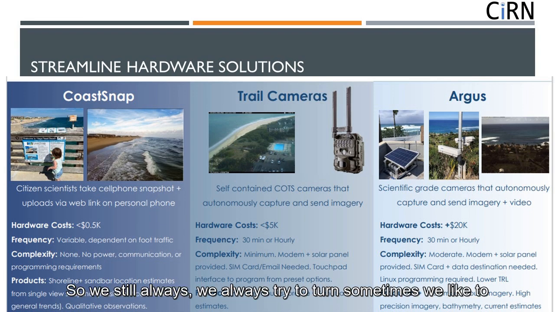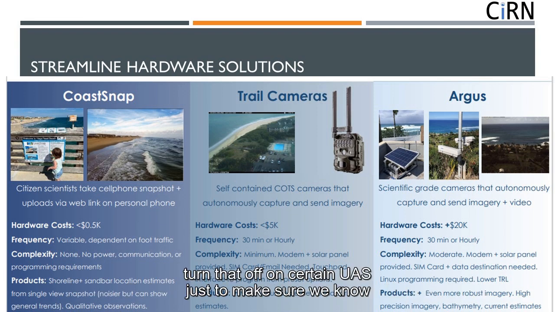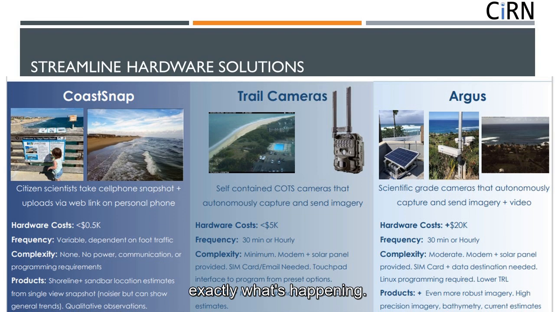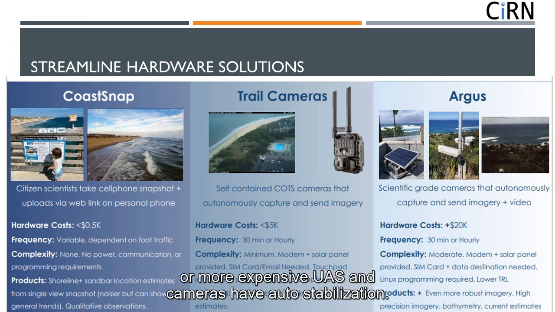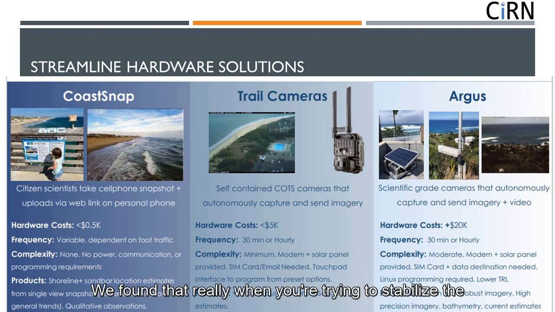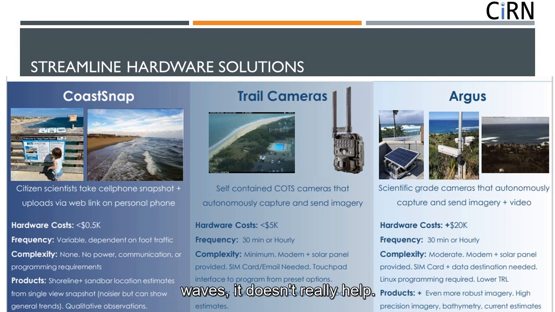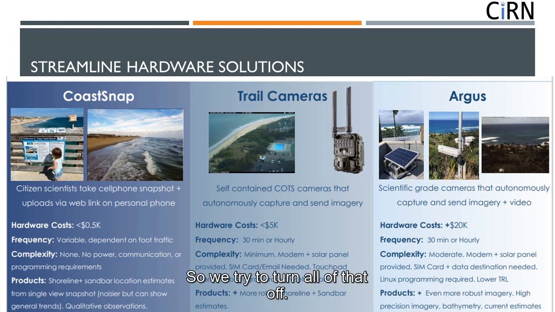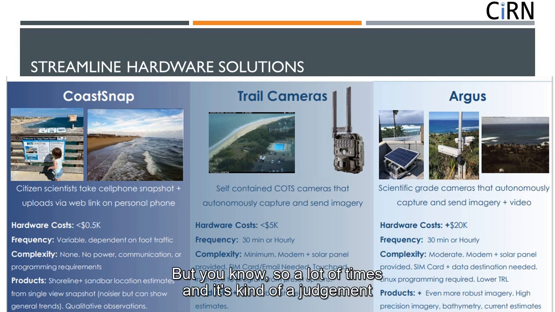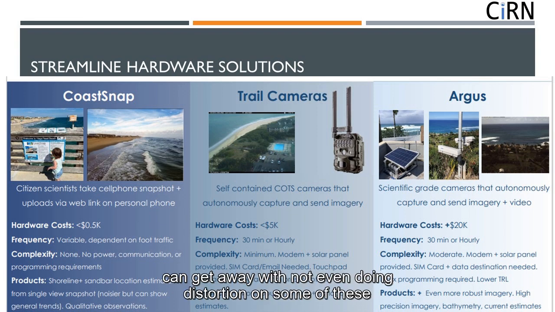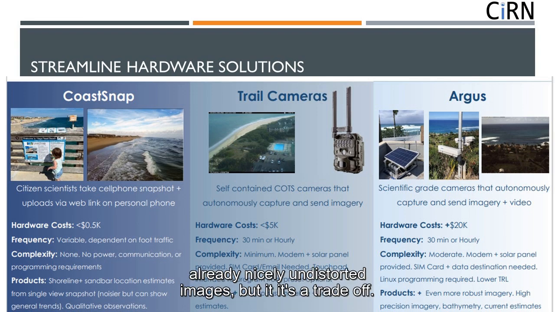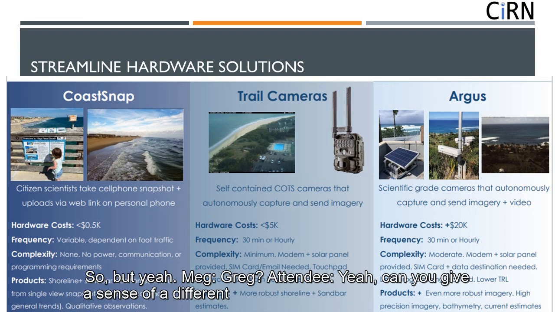So sometimes we like to turn that off on certain UAS just to make sure we know exactly what's happening. That is one thing to think about for camera selection. These newer, more expensive UAS and cameras have auto stabilization, and we found that when you're trying to stabilize the waves, it doesn't really help. So we try to turn all of that off. It's kind of a judgment call what you're actually looking for. You can get away with not even doing distortion correction on some of these already nicely undistorted images, but it's a trade-off.